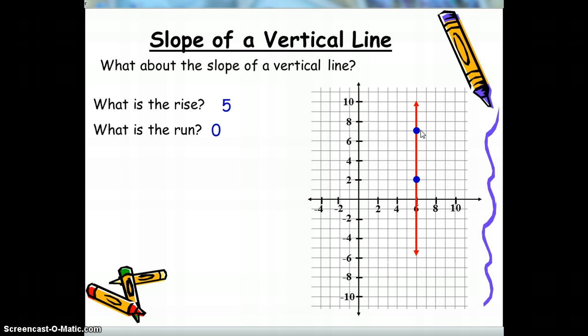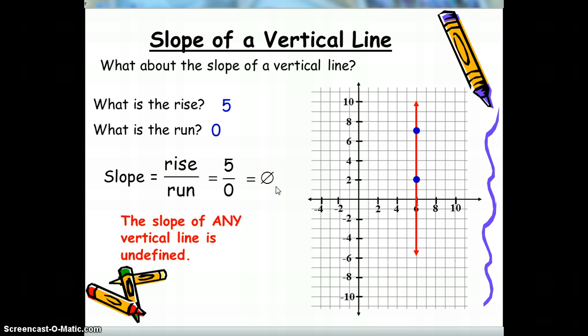If I put this into my slope equals rise over run formula, I end up with 5 divided by 0 this time. In the horizontal one, we had 0 on the top. Now we have 0 on the bottom. You cannot divide a number by 0. It is impossible. If you plug this into your calculator and you put 5 divided by 0, you will end up with an error. If you end up with an error, that means there is no solution. It's impossible. So we call this undefined. This is called an empty set, which is no solution. Or again, the slope of any vertical line is undefined.